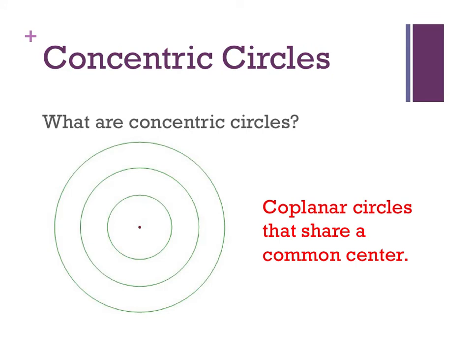Next definition here is concentric circles. Concentric circles are ones that are on the same plane, meaning like on the floor, let's say, and they will have the exact same center. They share a common center. So all of these circles here, pictured, these green ones are concentric because this point is the center.